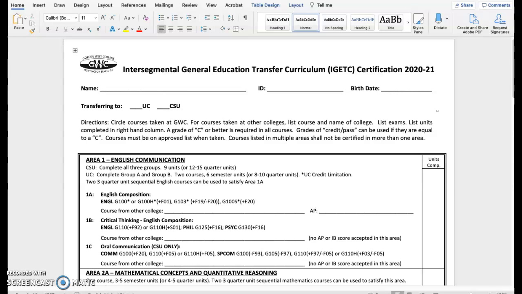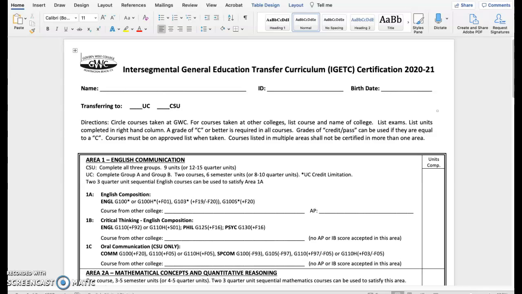Hi everyone, today we're going to be talking about how to read the IGETC certification requirements. So as we've talked about before, the IGETC is a great general education pattern to follow because it is accepted by both the UCs and the CSUs. And in some cases, it's also accepted by private institutions and out-of-state institutions. So it's the plan that's going to give you the most flexibility in terms of who may accept it.